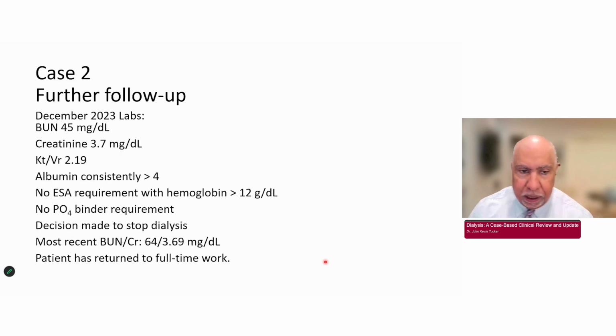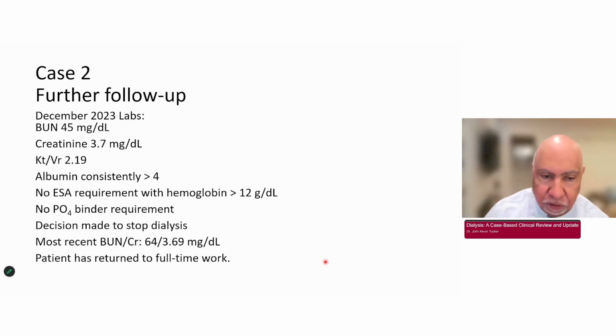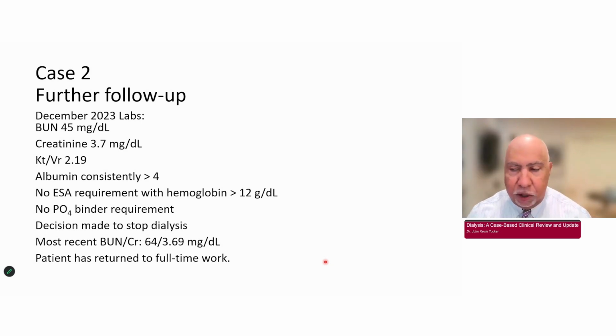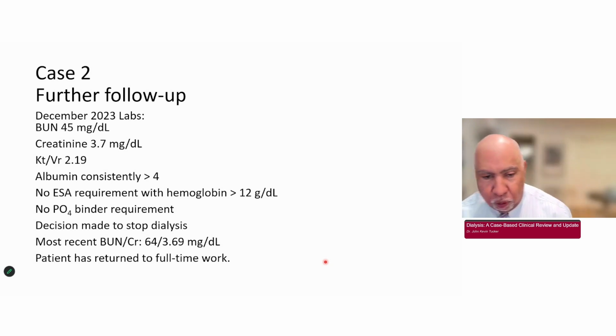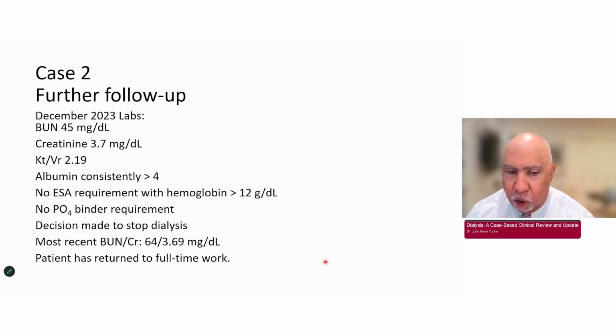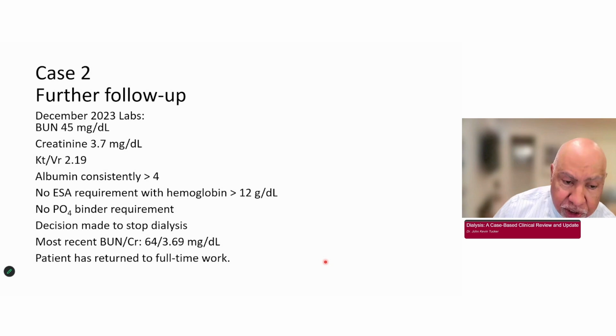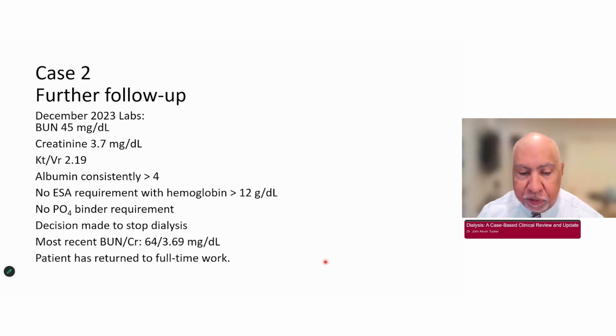So in follow-up, this patient's renal function remained very stable. His BUN was 45, his creatinine was 3.7. His renal KT/V was consistently greater than 2. His albumin was consistently greater than 4. He had no ESA requirement, no phosphate binder requirement. So we ultimately made the decision to stop dialysis. His most recent BUN and creatinine were 64 over 3.69, and the patient has stopped dialysis and returned to work full time.